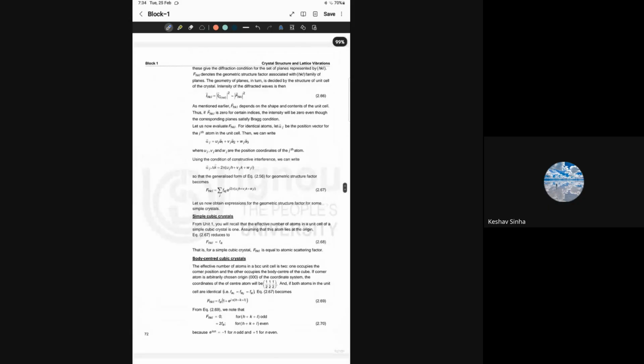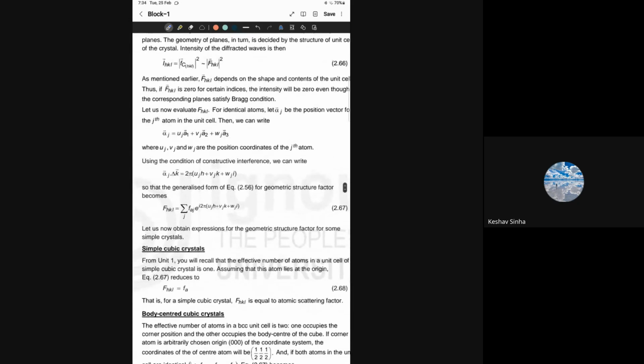I am telling you this formula from the exam point of view. So this formula is quite important.